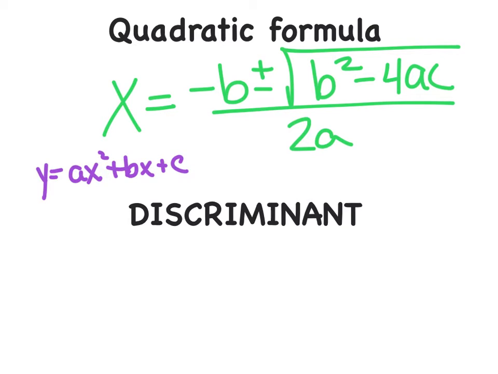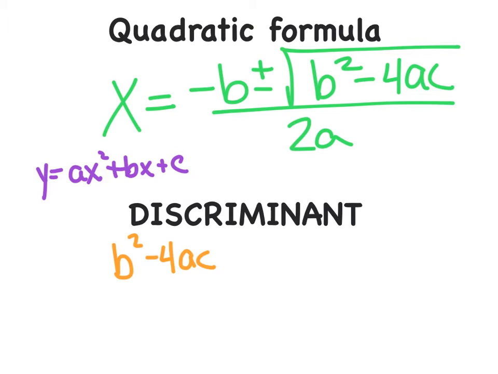Now, the word discriminant is probably new to you. However, the formula for it isn't. The discriminant formula is b squared minus 4ac. Does that piece look familiar at all to you? B squared minus 4ac? Well, I hope so, because it's actually part of the quadratic formula. Take a look back up here at your quadratic formula. B squared minus 4ac is just the part that's sitting underneath the radical.